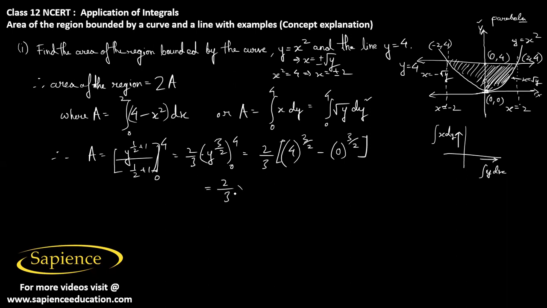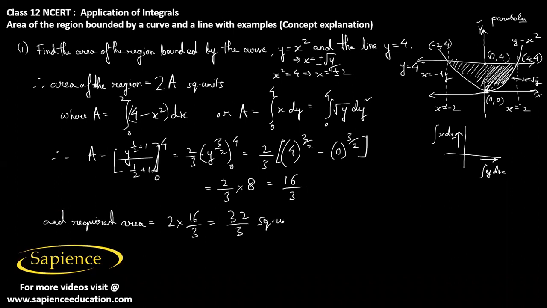So this will be equal to 2 by 3, and then square root of 4, that is 2, so 2 cube, that is 8. So that is 16 by 3 square units. And the area of the shaded region is 2A square units. So the required area which is bounded by the curve will be equal to 2 into 16 by 3, which is 32 by 3 square units. So this is the answer for this.